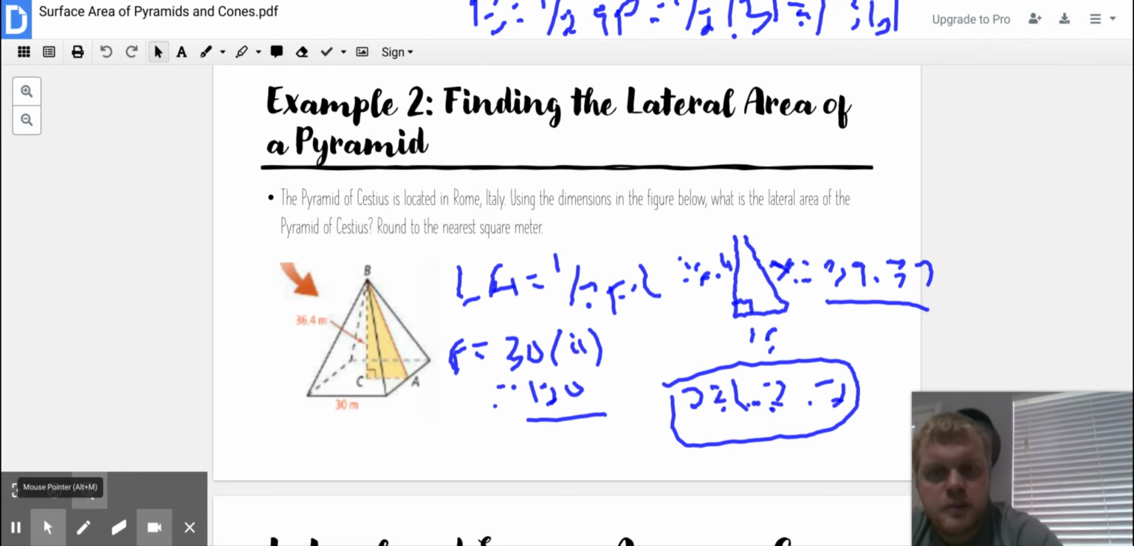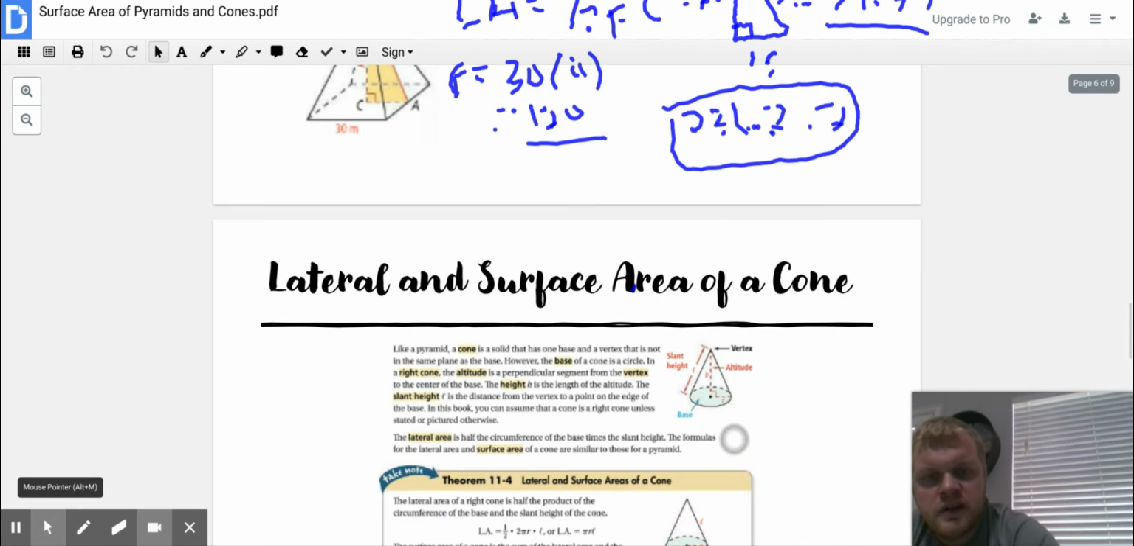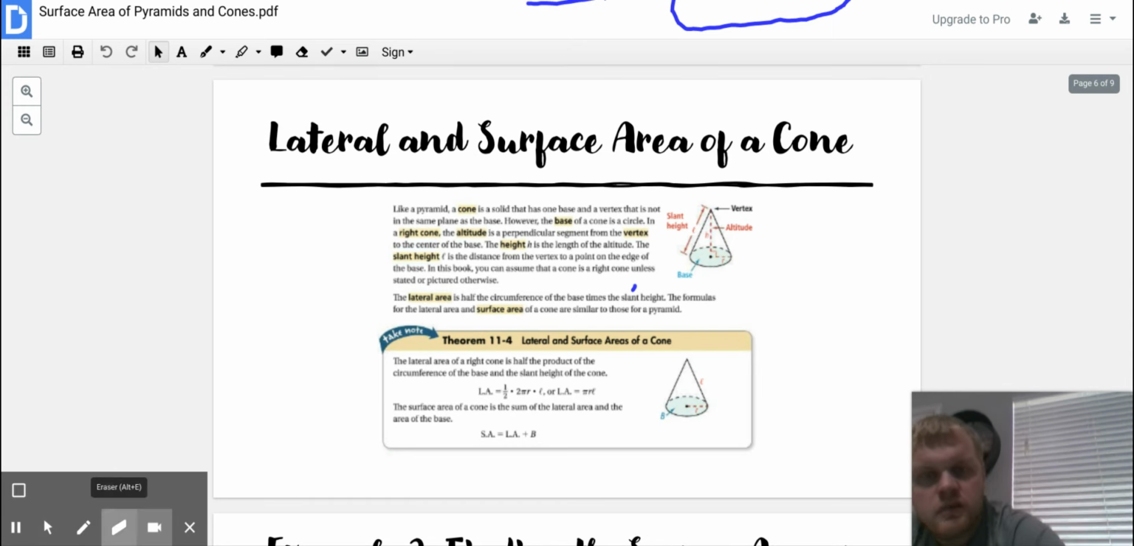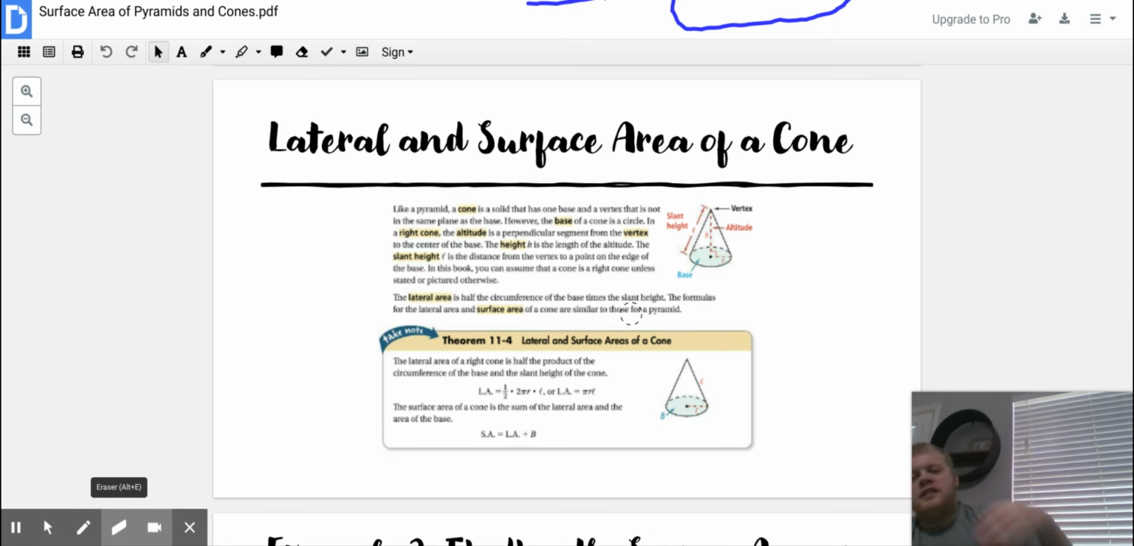Okay, so there's our pyramids. All right, we're going to go ahead and move on to the second part today, which is a cone. It's a lot of vocabulary there for what we've seen, but it's kind of the same concepts that we've seen. But here are the formulas. That's the most important part that I wanted to get across to you guys.